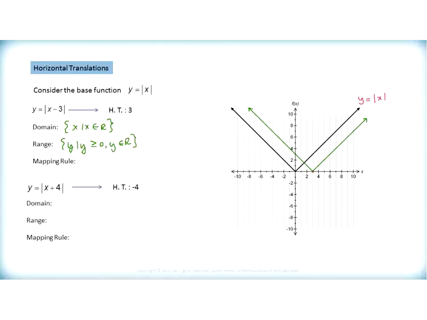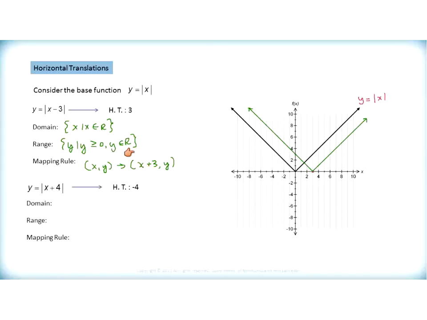Now you should have learned as well how to create a mapping rule for this function. The mapping rule is simply going to be (x, y) maps to (x + 3, y). (x + 3, y) represents a horizontal translation of 3 units to the right.